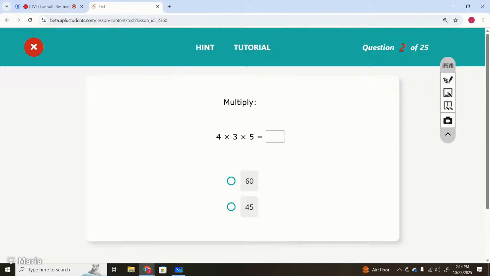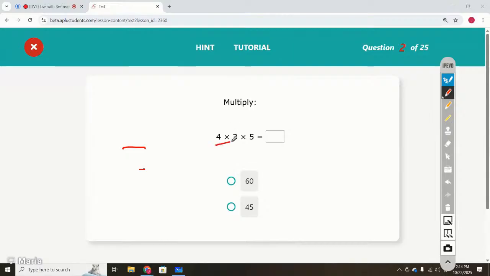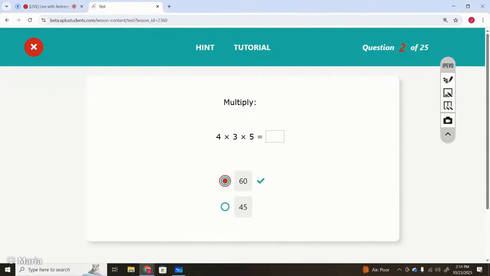4 times 3 you have to do, right? 4 times 3 is 12. Then you have to do 12 times 2. 2 times 2 is 4, 2 times 1 is 2. Then 5 times 2 is 10, write 0 and carry 1. 5 times 1 is 5 and 1 is 6, so that is 60. Very good. The correct option is 60. Option number 1 is the correct option.